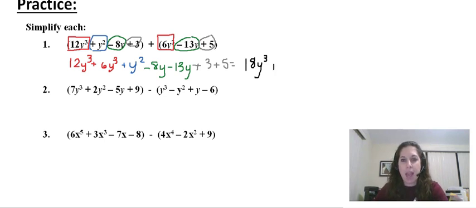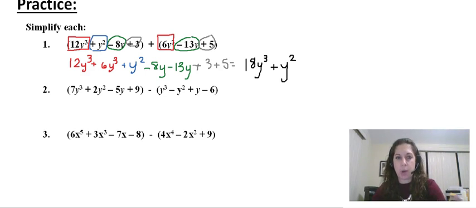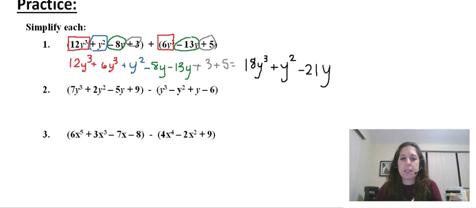Y squared, I'm not adding or subtracting anything to it, so I just put y squared. I have negative 8y minus 13y. So I have a negative 8 minus 13, or a negative 21. So negative 21, and again, I keep it just y. I don't do anything with that. And lastly, plus 3 plus 5, or plus 8.